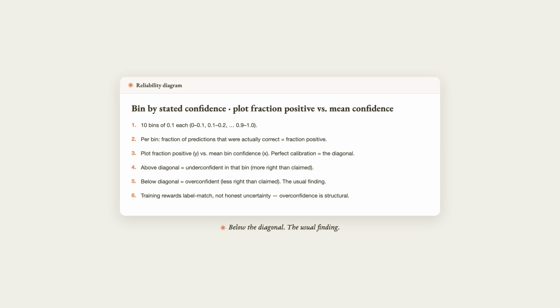A bar sitting above the diagonal means the model is underconfident in that bin. It was more right than it claimed. A bar sitting below the diagonal means the model is overconfident. It was less right than it claimed. The overconfident tail is the usual finding. That is not a coincidence. Training loss rewards the model for matching labels, not for being honest about uncertainty. The reliability diagram is how you see that.